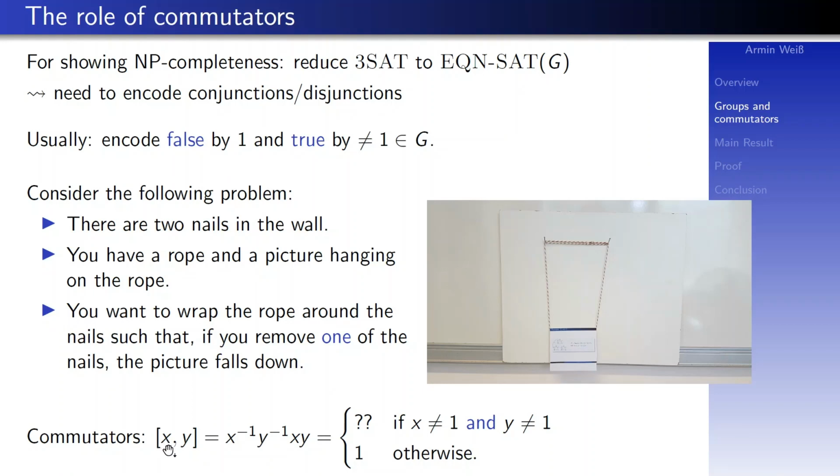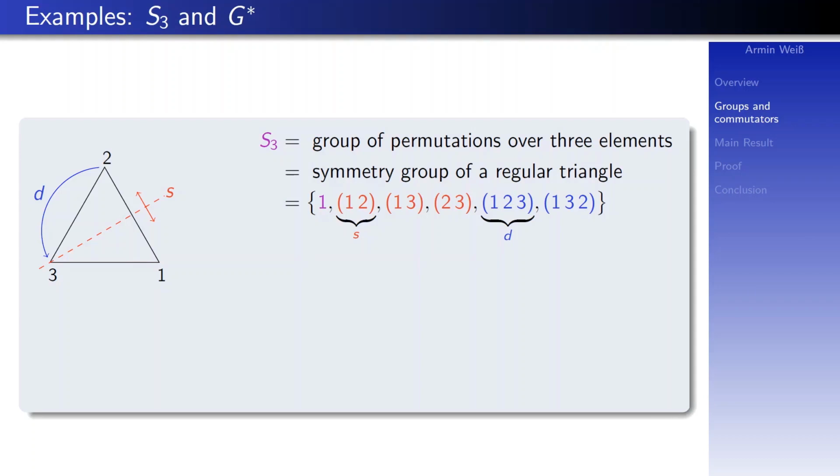Because if x or y is equal to 1, then of course the commutator is 1. And if x and y are both not 1, then the commutator could be something non-identity. But of course this depends on the group also. Now I want to present you 2 of my friends, which will serve as examples for groups in this talk. The first one is the symmetric group S3 over 3 elements.